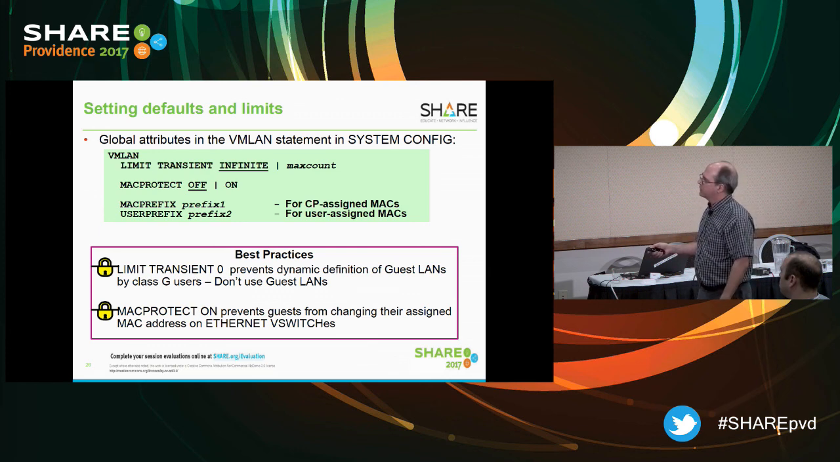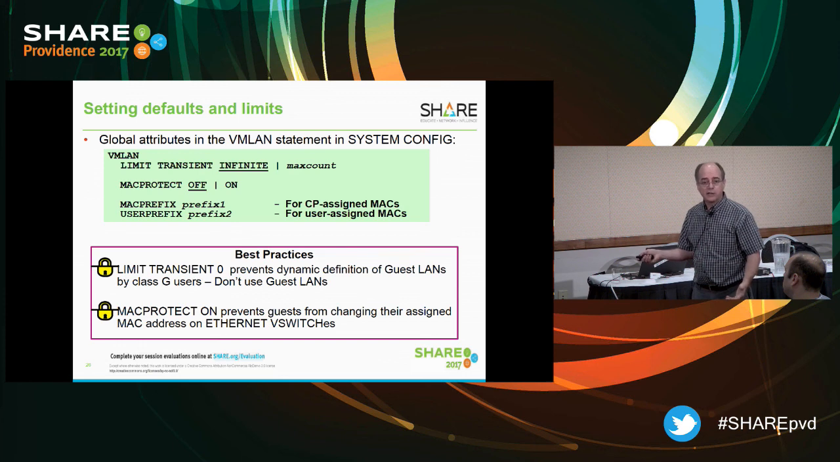A couple of things. I tell you how many temporary, basically, how many guest LANs can I create? Can general users, Class G virtual machines, create them? How many can they create? By definition, as many as they want. Okay? But that's a horrible thing.